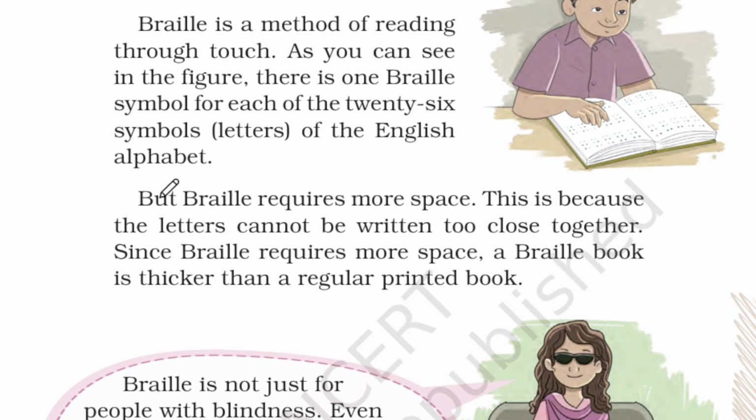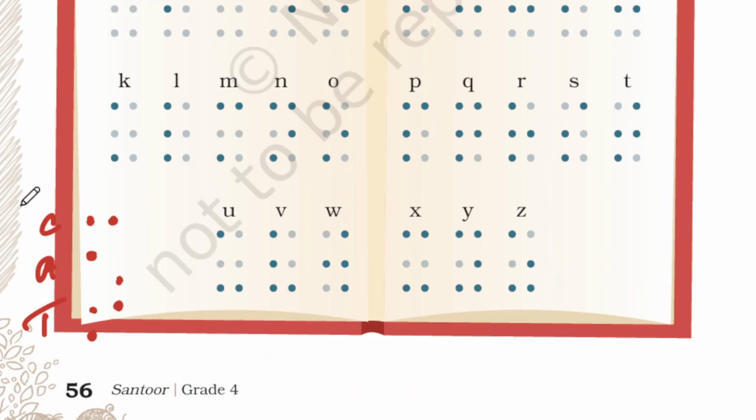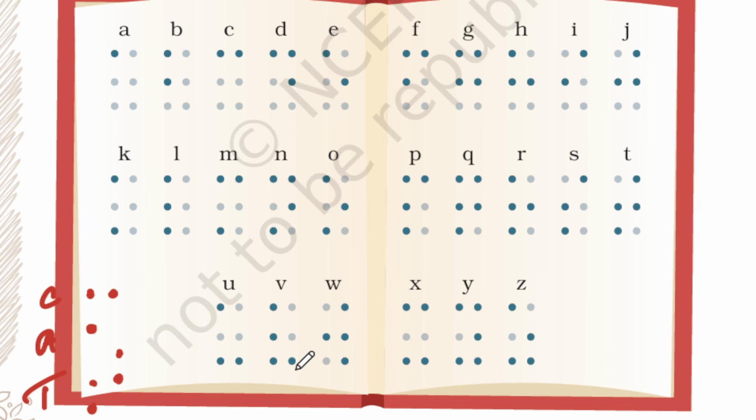Okay. But Braille requires more space. This is because the letters cannot be written too close together. Since Braille requires more space, the Braille book is thicker than the regular printed book. Yes, because if I write too close, I will be able to touch the next dot also. So it will be very difficult.